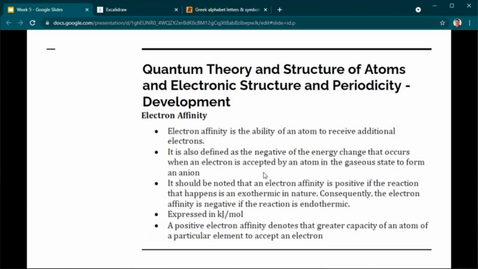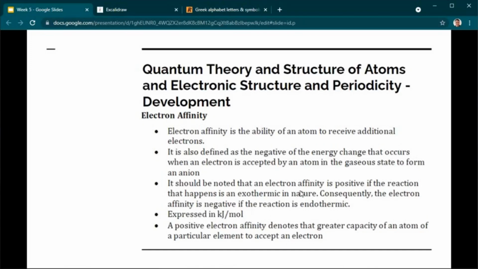Electron affinity is the ability of an atom to receive additional electrons. So this is the opposite of ionization energy. Ionization energy, remove an electron. Electron affinity, receive an electron. It is also defined as the negative of the energy change that occurs when an electron is accepted by an atom in the gaseous state to form an anion.